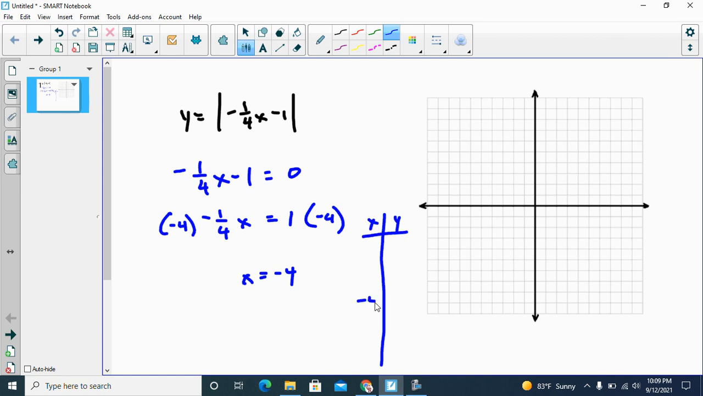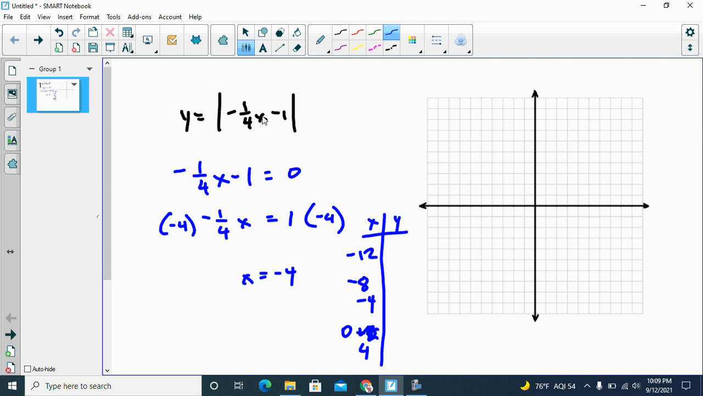We're going to set up an xy chart centered around that value. We're going to get a couple values bigger than negative 4. Usually we'd go negative 3, negative 2, negative 5, negative 6. But because we're going to multiply that by negative 1/4, let's just choose multiples of 4. So 0, 4, negative 8, negative 12.